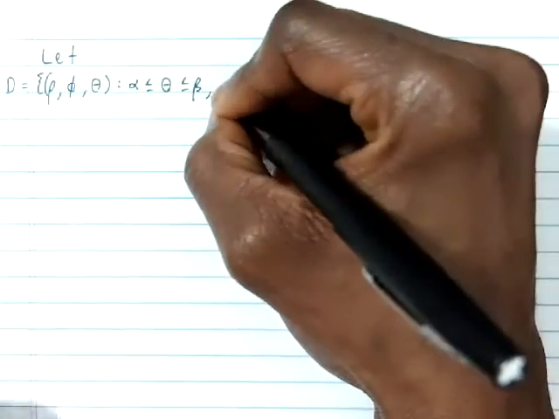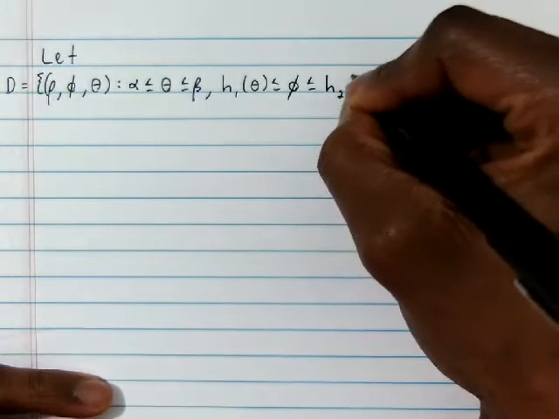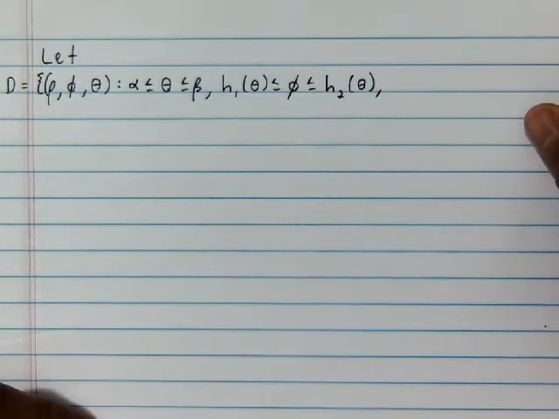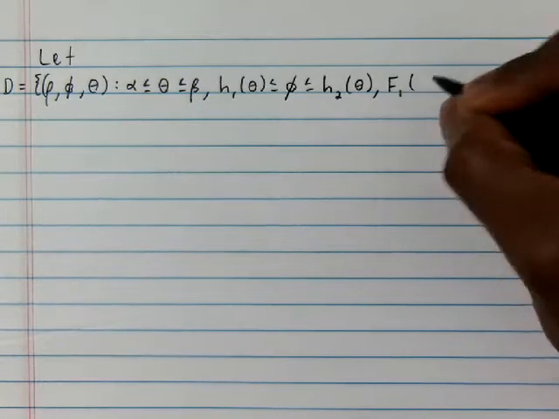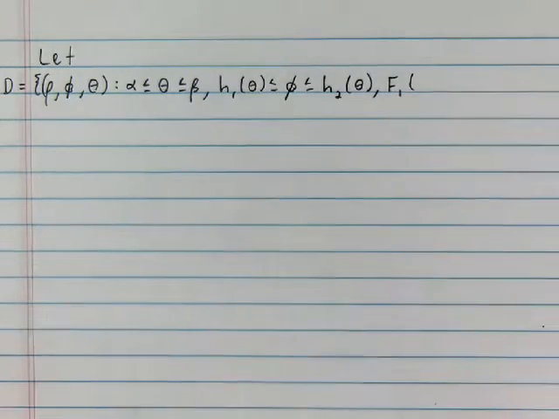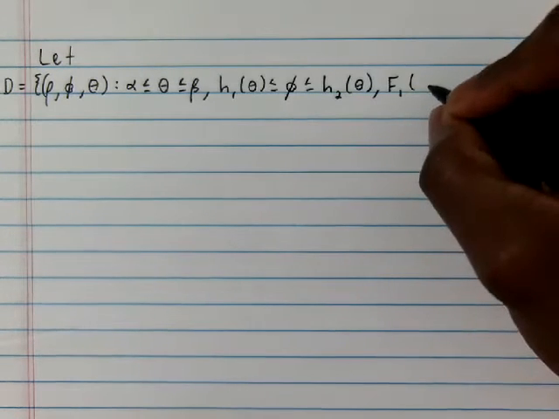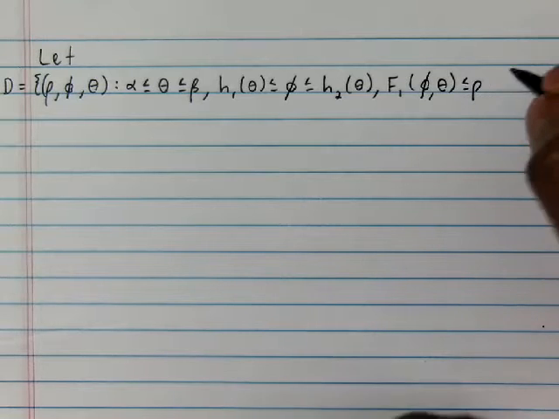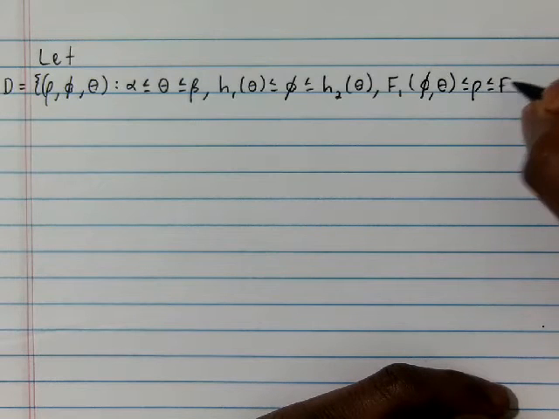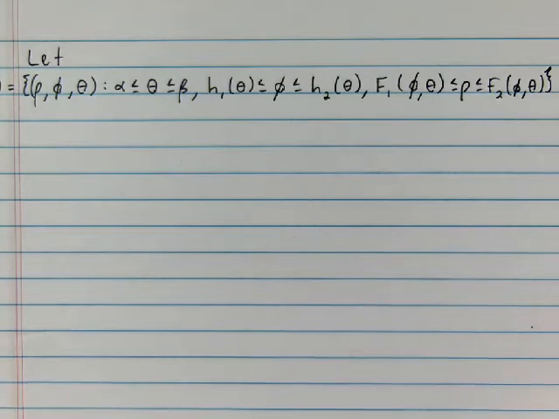And then our phi goes from a function of one variable h1 of theta to a function of one variable h2 of theta. And then our rho goes from a function of two variables to a function of two variables. I want to stay in line with what your textbook does, so we're going to maintain the order from the points, which is phi theta. So rho varies between f1 of phi theta and f2 of phi theta. So that's how we write our region D when we're working with spherical coordinates.